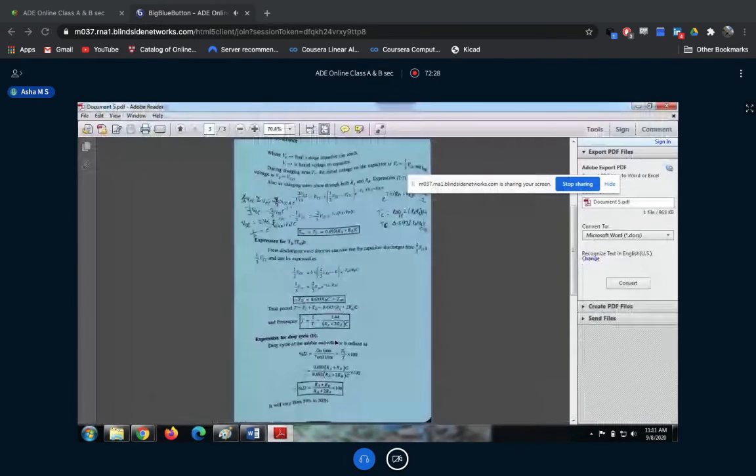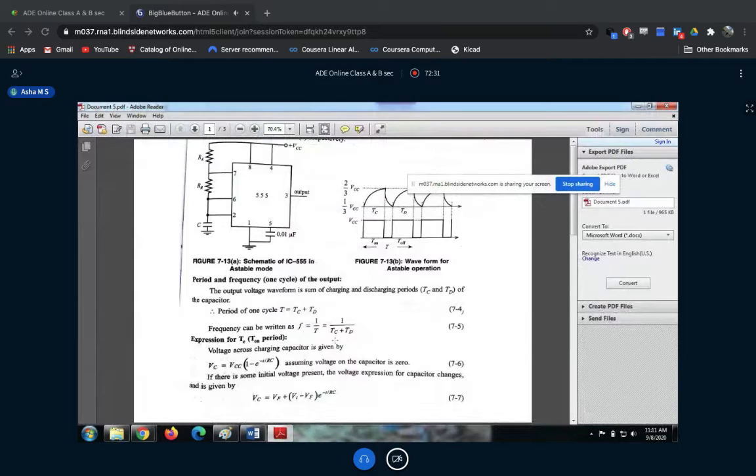Okay, so let's see the S table derivations.